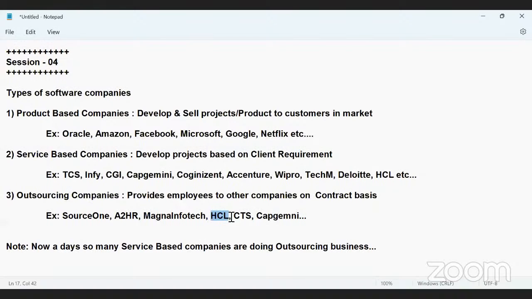My company is a product-based company. We are developing a product. As I told you, I'm working on a US banking sector project. I'm working on the credit card management system in my project. Our company employees are available. We are permanent employees of our company. And there are some contract employees also available. Who do they belong to? Some people belong to HCL, some people belong to CTS, some people belong to Capgemini. So these three companies are doing outsourcing business.